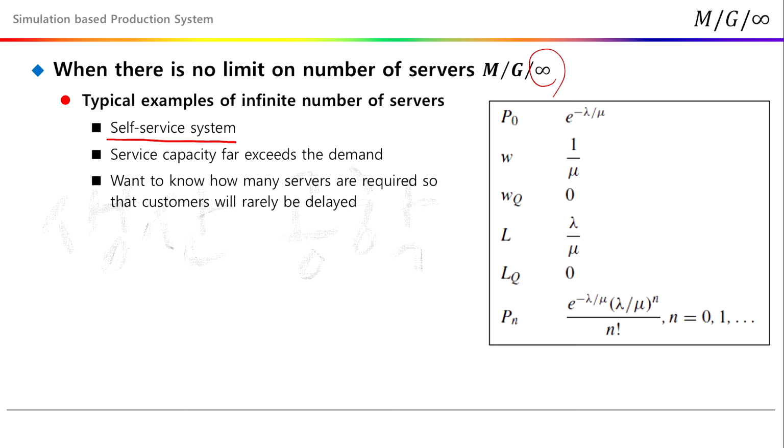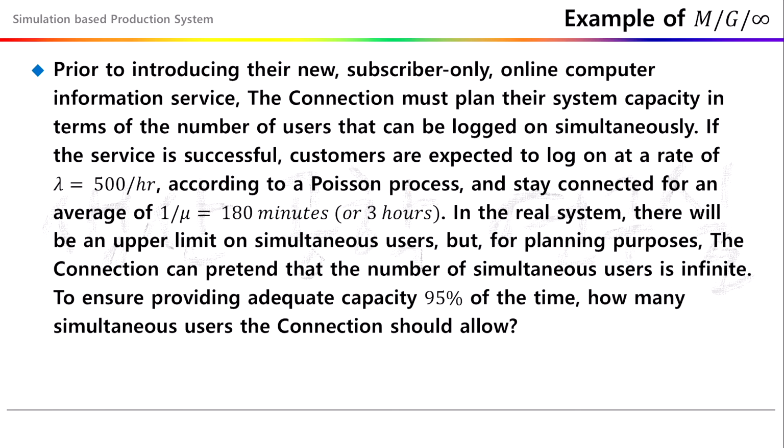Then this model can be used when you want to know how many servers are required so that customers will rarely be delayed. Rarely be delayed means no delay. It means the customer does not wait at any time. And this formula explains this model. And now, how does it work in a real case?